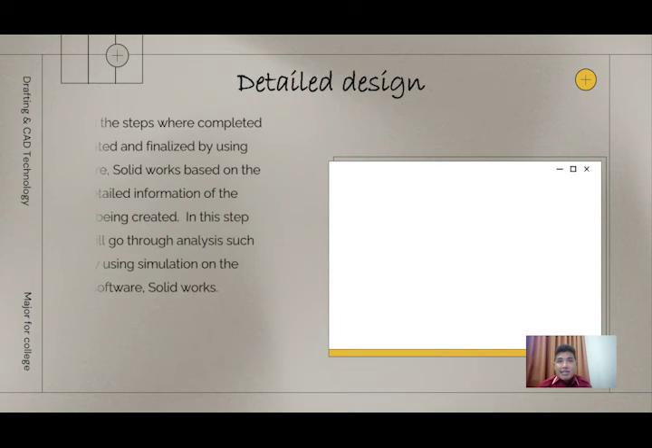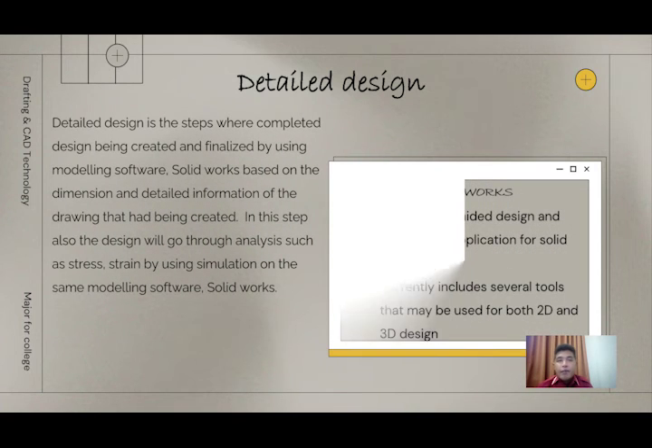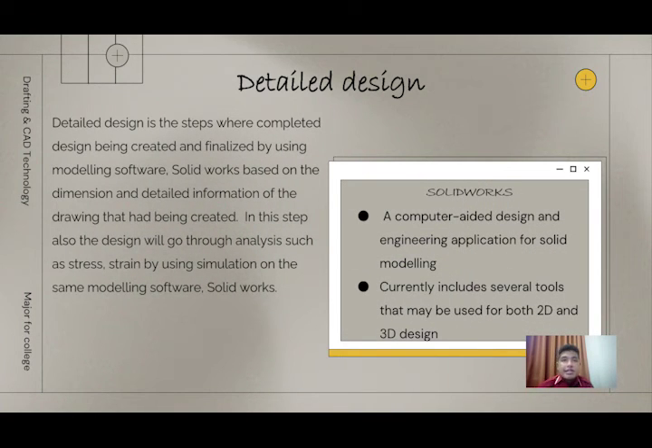Lastly is the detailed design. Detailed design is the step where the completed design is created and finalized using modeling software, which is SolidWorks, based on the dimensions and detailed information of the drawing that had been created. In this step, the design will also go through analysis such as stress and strain, using simulation in the same modeling software, SolidWorks.